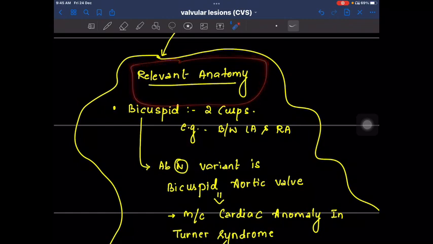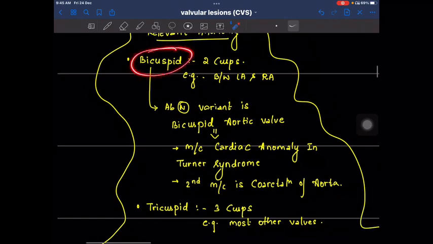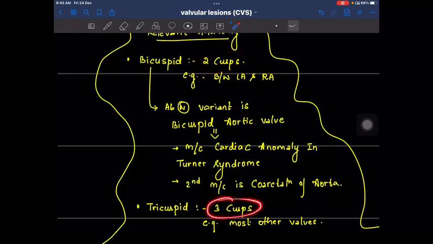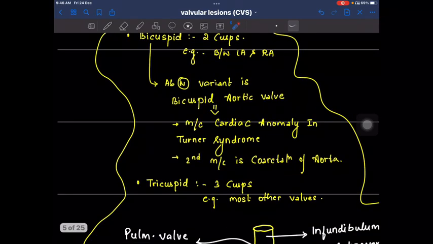We know that valves can be of two types: bicuspid and tricuspid. Bicuspid means two cusps, tricuspid means three cusps. A bicuspid valve is most commonly found between the left atrium and left ventricle. An abnormal variant is the bicuspid aortic valve. We know that aortic valves are tricuspid, so when the aortic valve is bicuspid, of course it is abnormal.